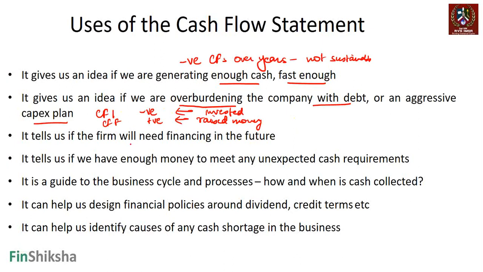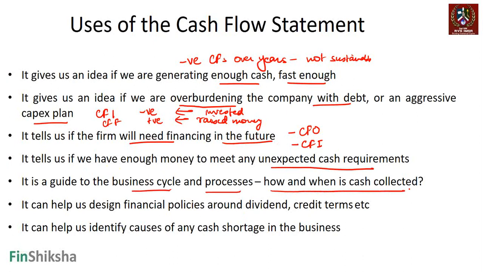It tells us if the company will need financing in the future. If you see negative CFO continuously, then at some point of time you will need money to run the business, right? Or if you're seeing negative cash flow from investing, at some point of time you will need money to do all those investments, right? It tells us if we have enough money to meet any unexpected cash requirement. It is a guide to business cycle and processes, which is how and when is cash collected. Once you sell, when does the cash come in?